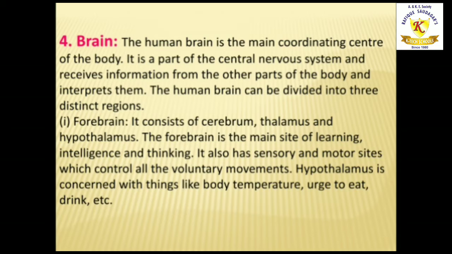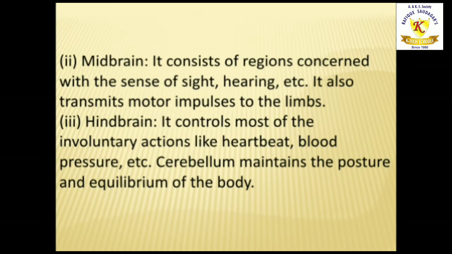The forebrain is the main site of learning, intelligence and thinking. It also has sensory and motor sites which control all the voluntary movements. Hypothalamus is concerned with things like body temperature, urge to eat, drink, etc. Second part is midbrain. It consists of regions concerned with the sense of sight, hearing, etc. It also transmits motor impulses to the limbs.